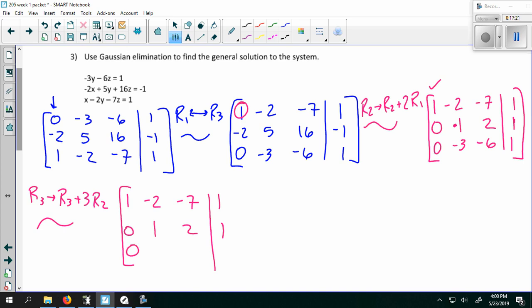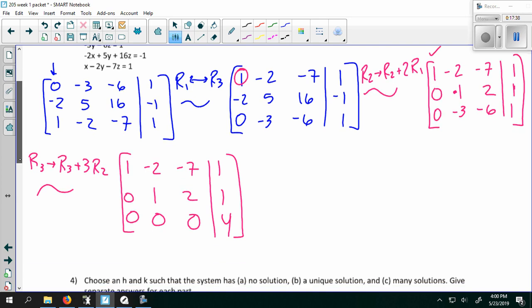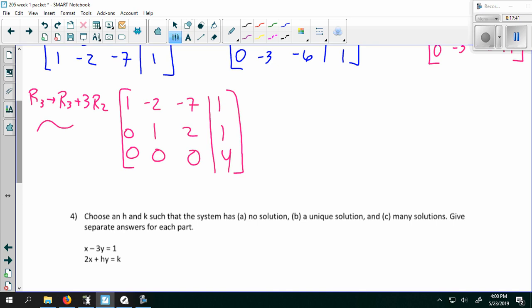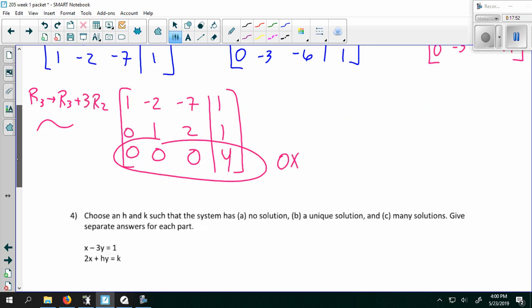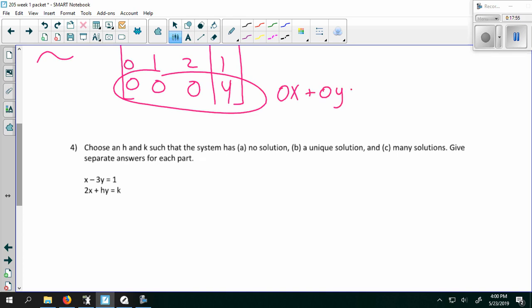So I get 0, 0. 3 times 2 is 6, plus -6 is 0. And 3 times 1 is 3. 3 plus 1 is 4. Okay, so I can stop now, even though this is not in reduced echelon form. This last row tells me that the system is inconsistent, because that says 0x plus 0y plus 0z equals 4, which says 0 equals 4, which is impossible.